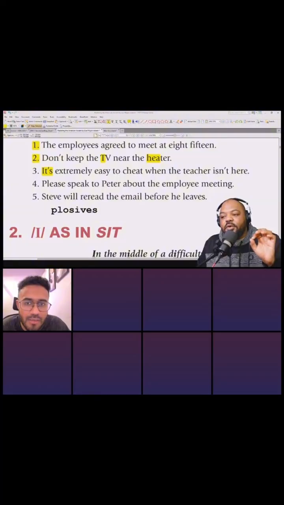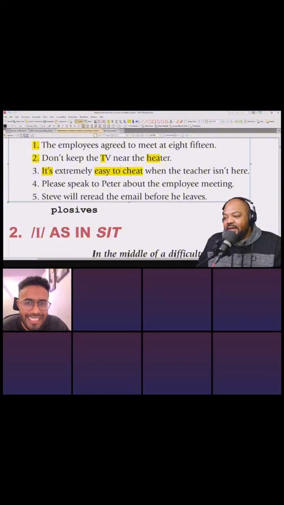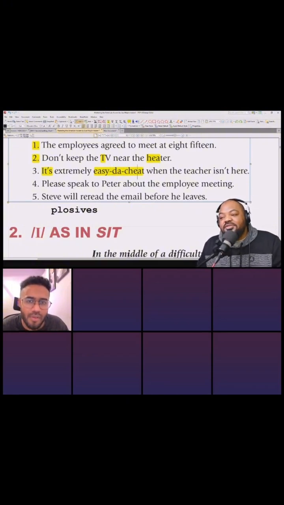So what I did was I coupled these words. It's extremely easy to cheat. Now, these three, easy to cheat, easy to cheat. So if I look at how that turned out, it's more like, okay, it's extremely easy to cheat. Okay, so I want you to do that. It's extremely easy to cheat when the teacher isn't here.